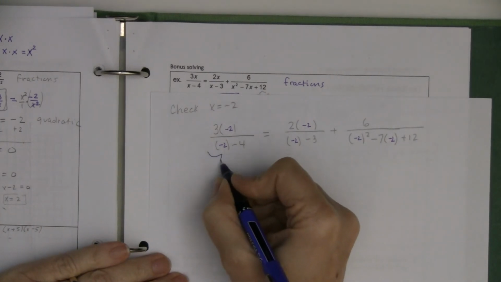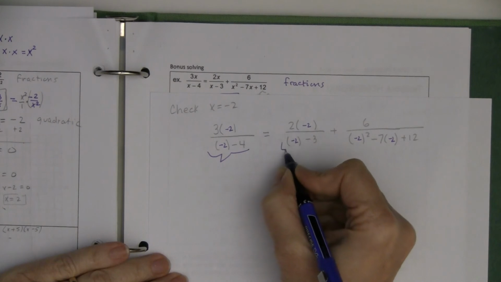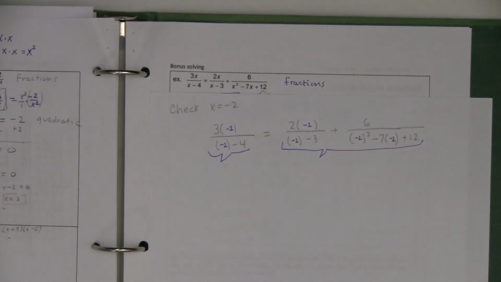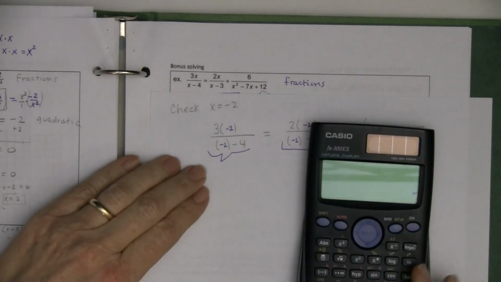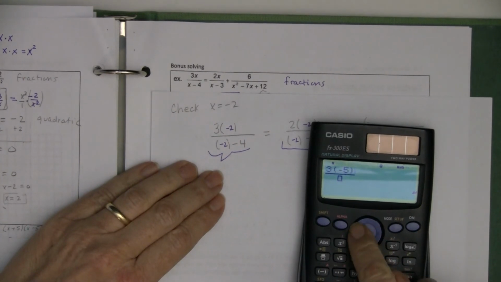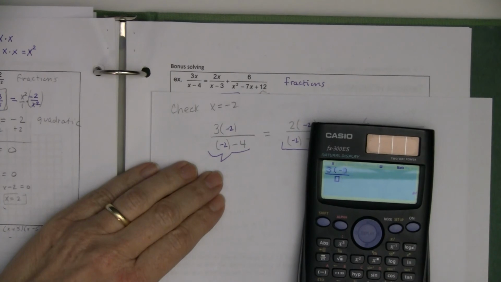So you can use your calculator or your head to do that, your choice. So I'm going to use my calculator. So 3 times negative 2. Did you see how I put a negative 5 in there? That's why I like to have a calculator where you can see what you put in.